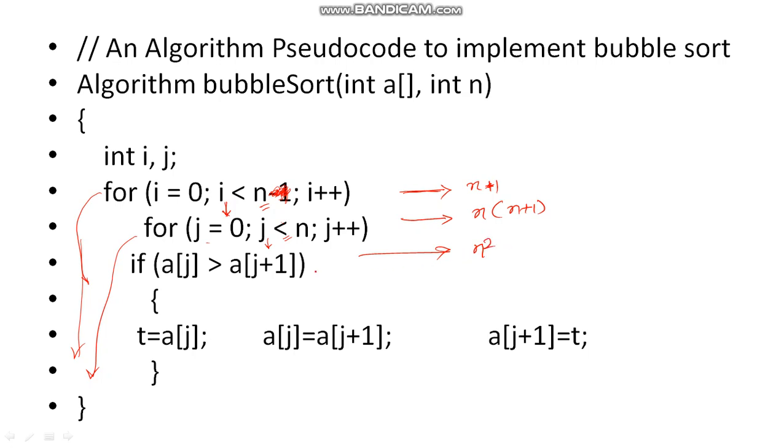This one is going to be executed for n square times, and execution of these three instructions will be depending on this instruction. So they will not be n square. Many people will tell you that they will be n square, but it will not be n square, but their execution depends on this particular condition.